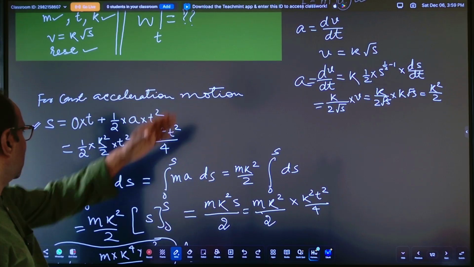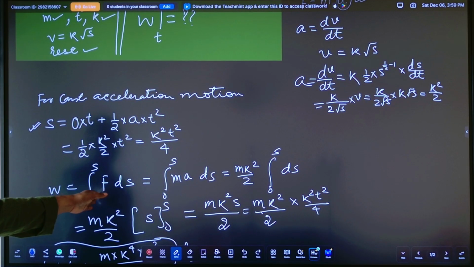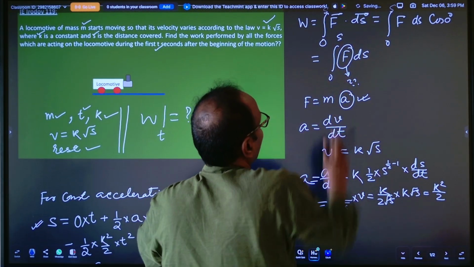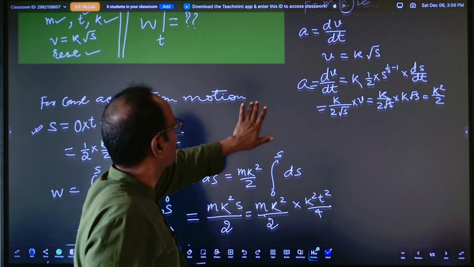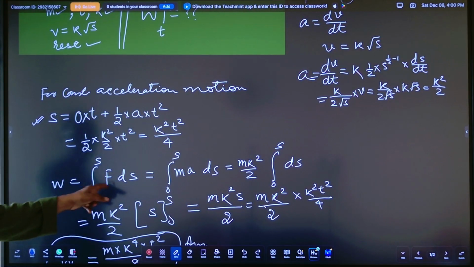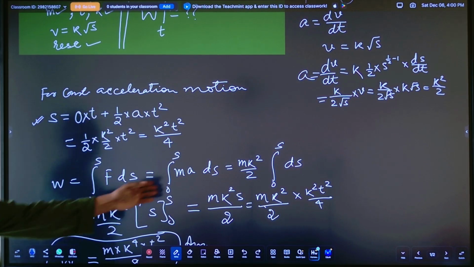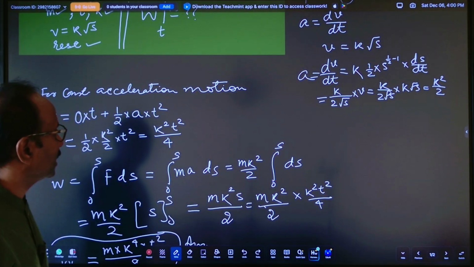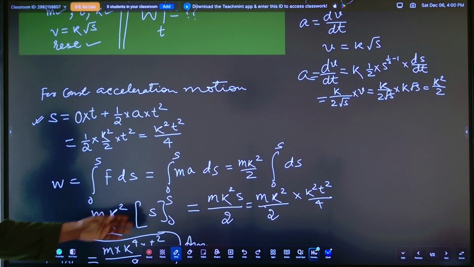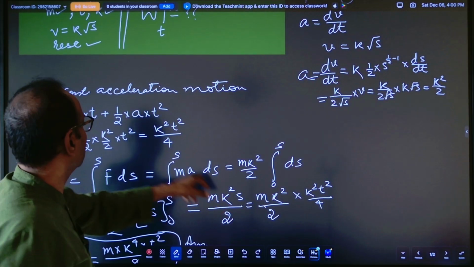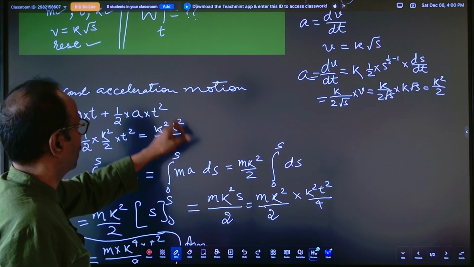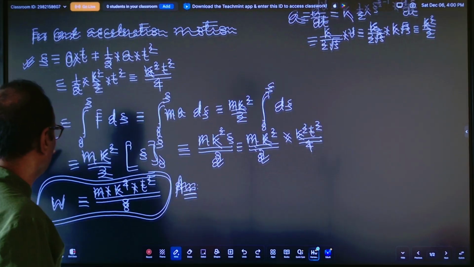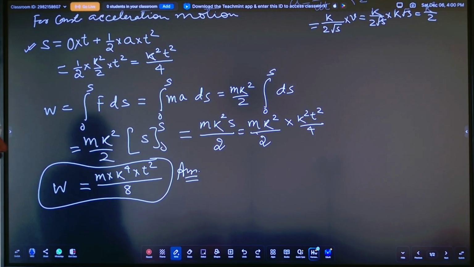Now, work done, you already have this information. So F ds, mass into acceleration, ds. Constant part you have taken out. You did this m k square s by 2. s you put from here, k square t square by 4. Finally, you'll get this answer.